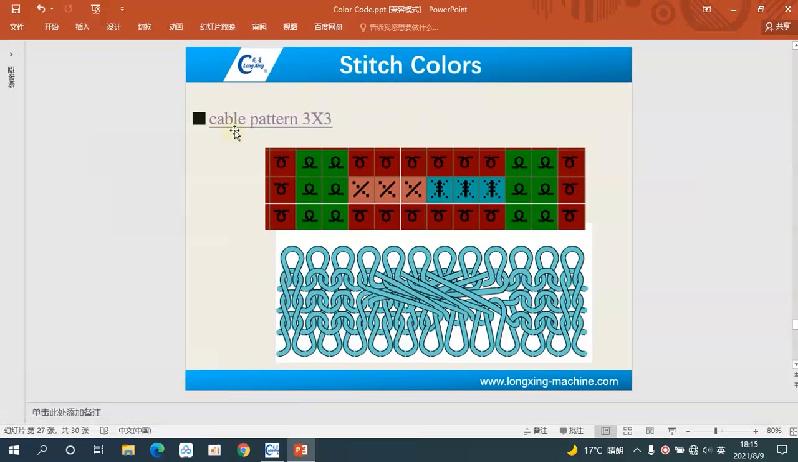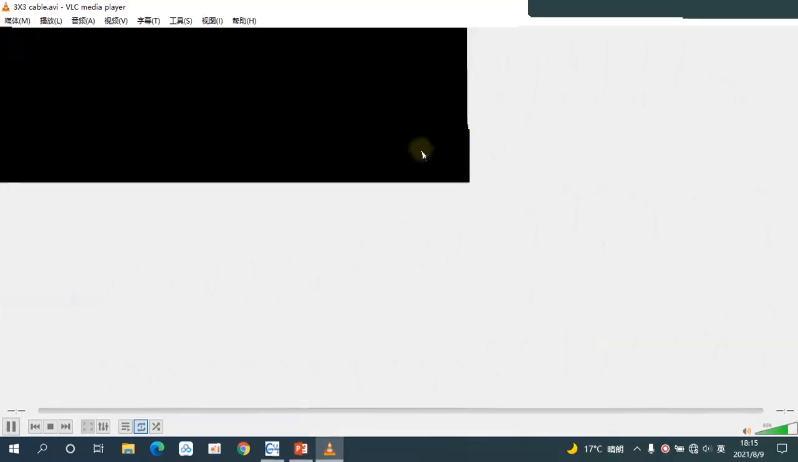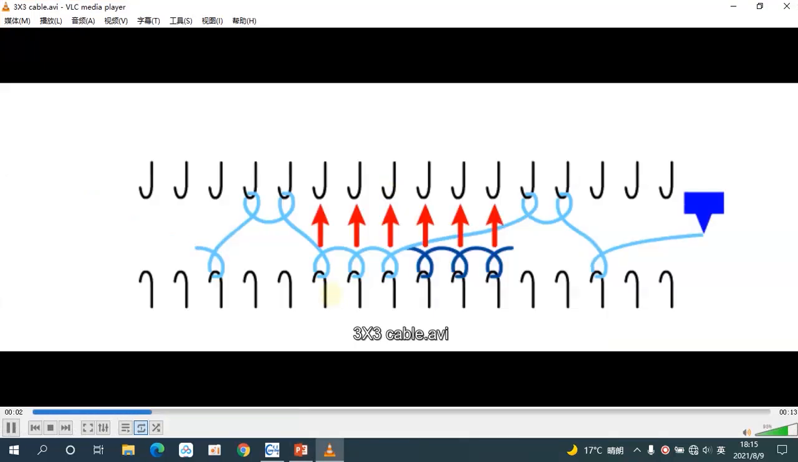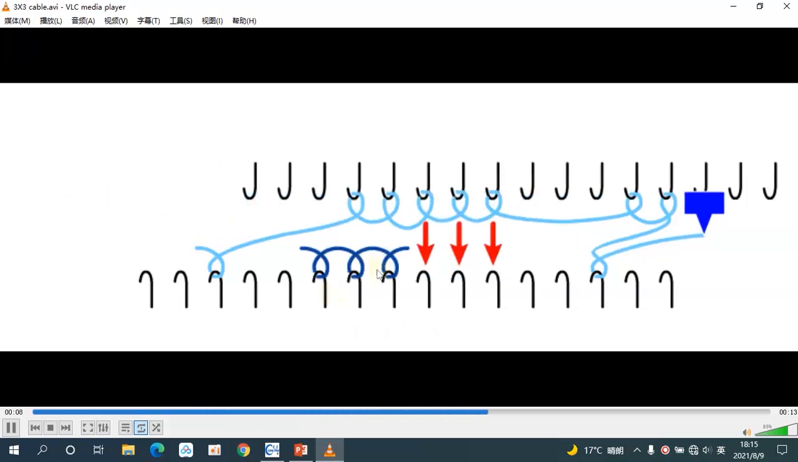This is the pattern 3 by 3. 29 and 18 colors in the first group are used. Look at the animation. No knitting during knurling. Move the right part to the left. Move the left part to the right.